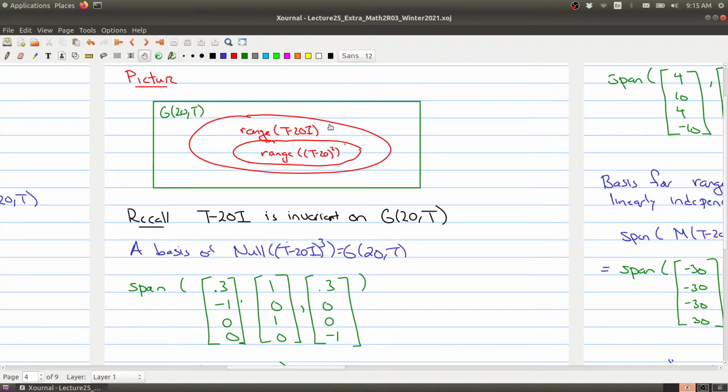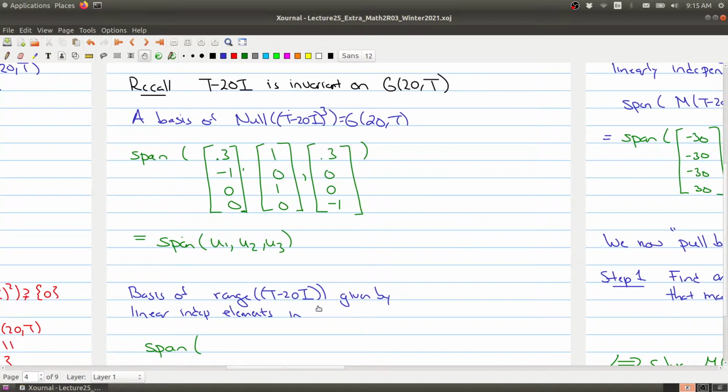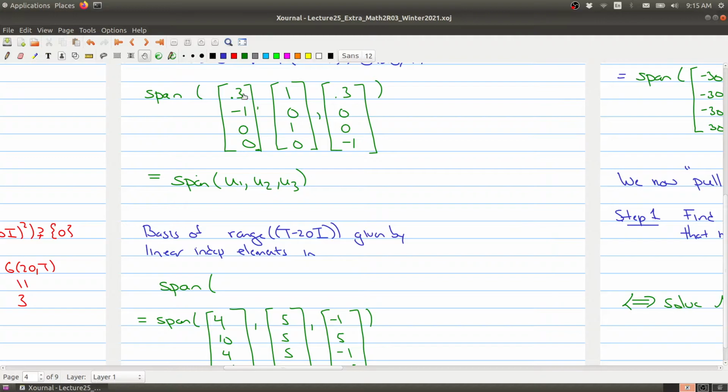Okay, so now how do we find a basis for the range? Well, the basis of the range is given by the linearly independent elements in the following set. So what you do is you apply the matrix of T minus 20I, and you evaluate it at each of these vectors. Each of these vectors gets bumped into the range. They form a spanning set, but it may not be a linearly independent set. So we know from way back in chapters 2 and 3 that once you have a spanning set, you can trim out the redundant elements and you get a basis.